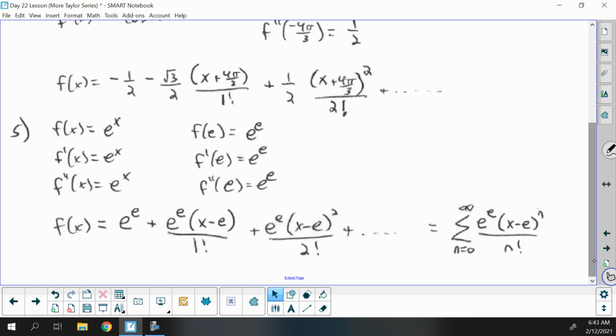Well, our factorials go 0, 1, 2. Our powers of x go 0, 1, 2. So start with n equals 0. Just do e to the x, minus e to the n over n factorial. Be really careful to look to see if they want a certain number of terms, or if they want the general term. If they say to write the series, that means you've got to write the summation.